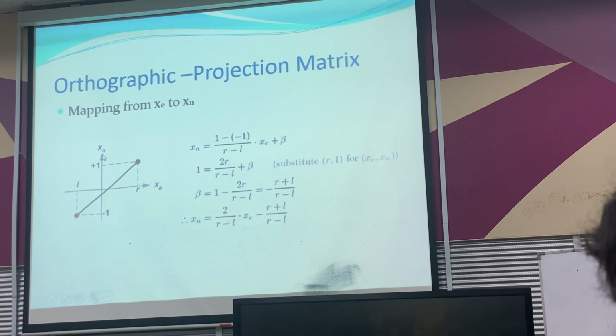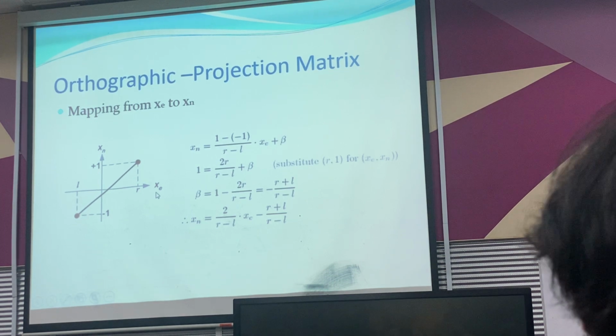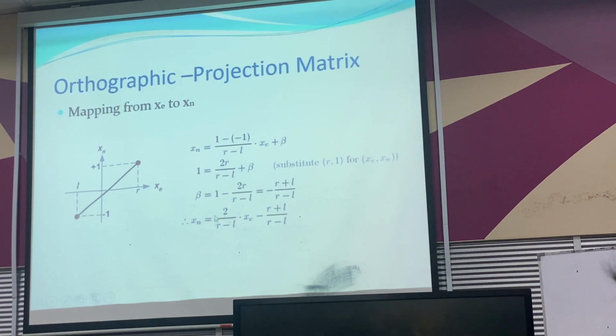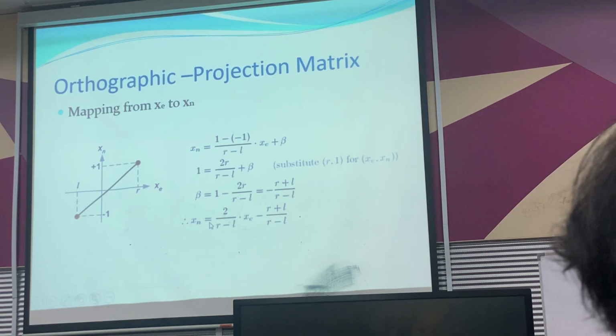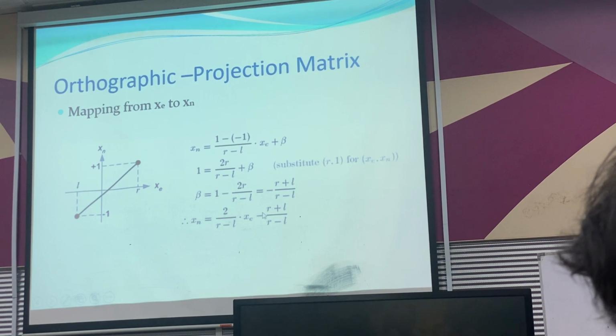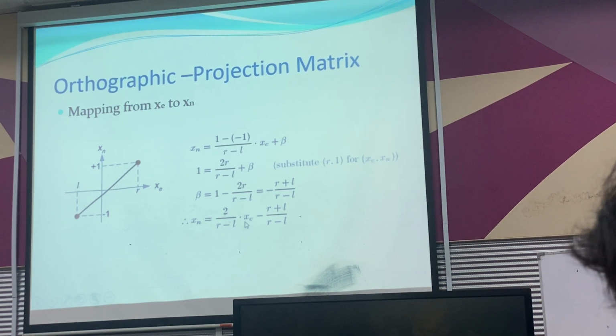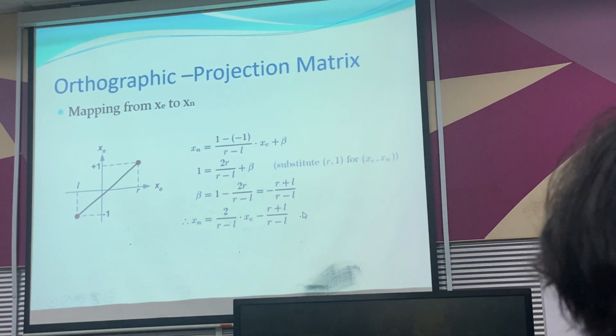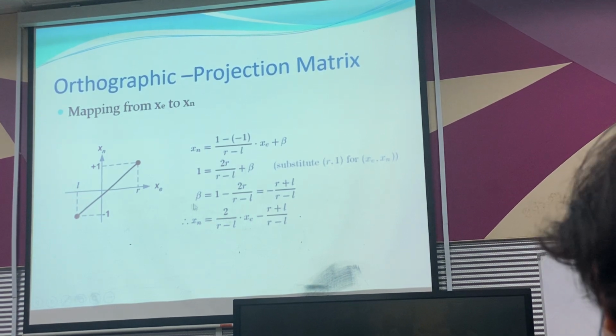Your XN, your XE. We have the formula here. So you normalize your X equal to 2 divided by right minus left, where R and L are right and left, multiplied by your eye coordinate of X, then right plus left divided by right minus left. This is the formula.